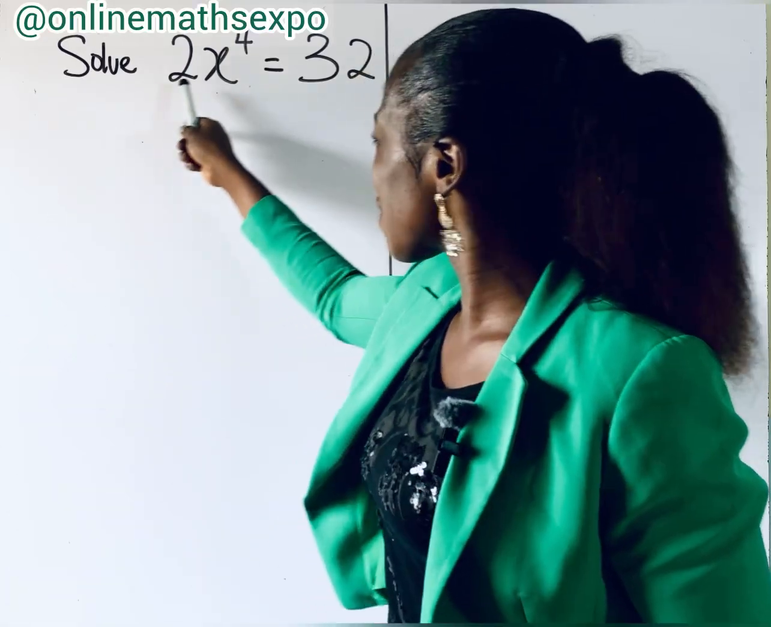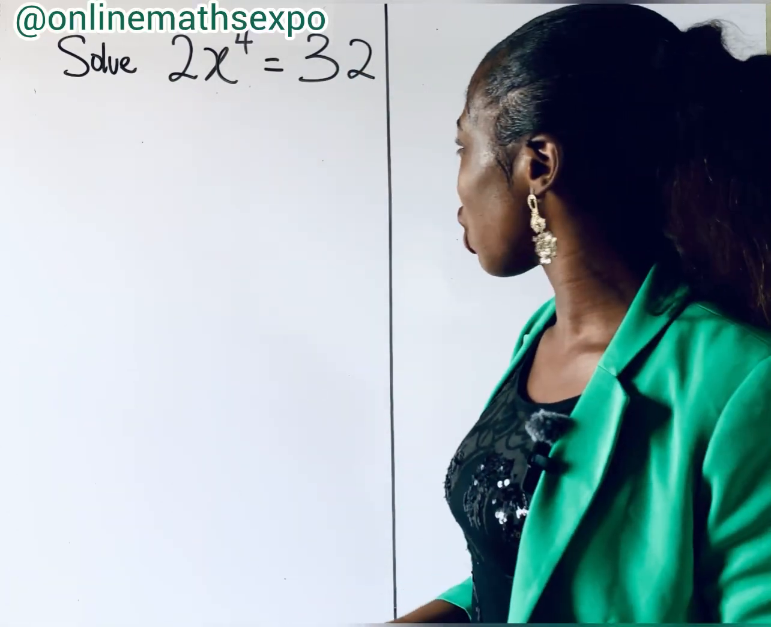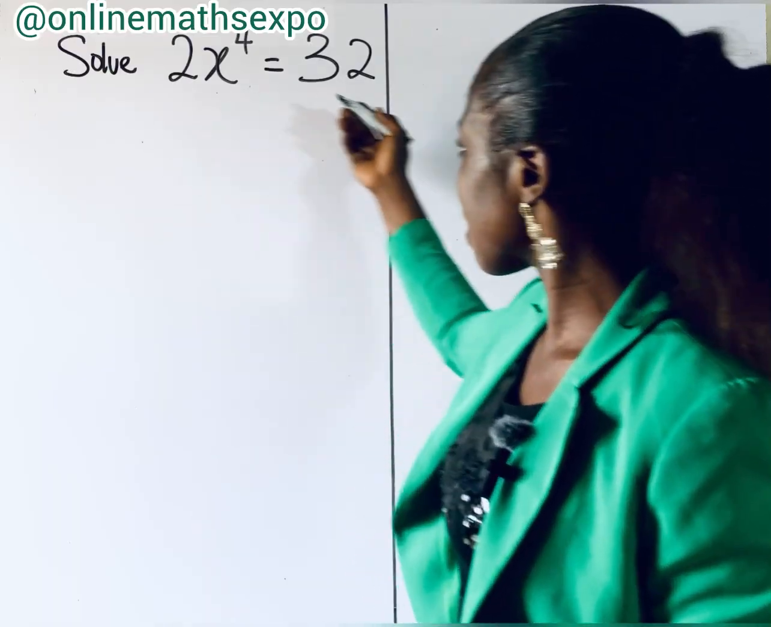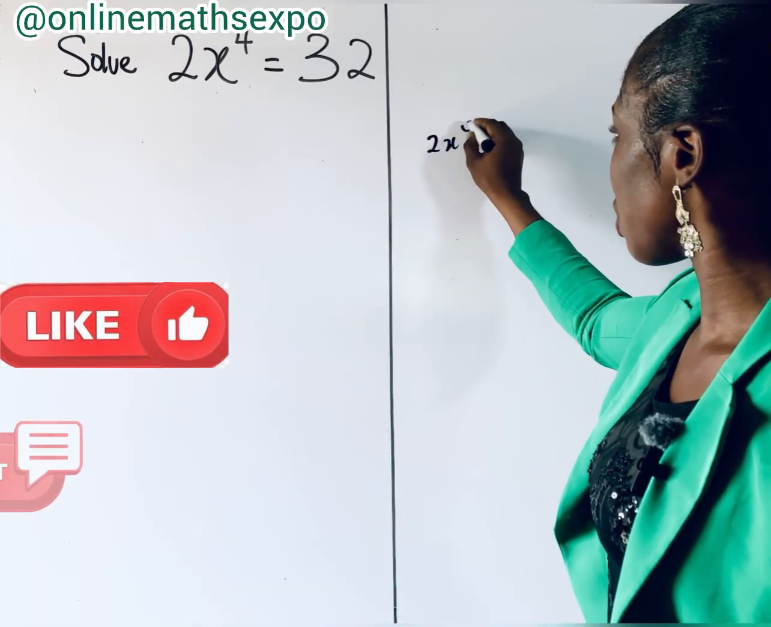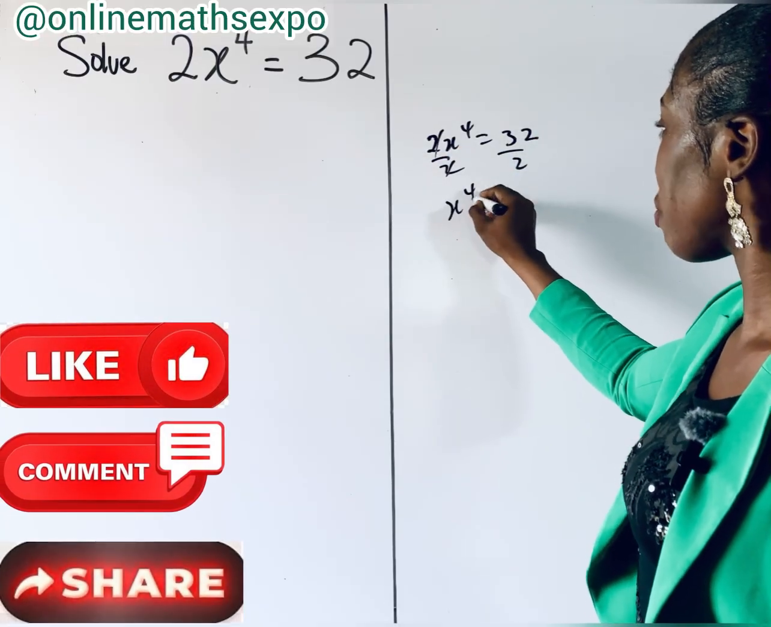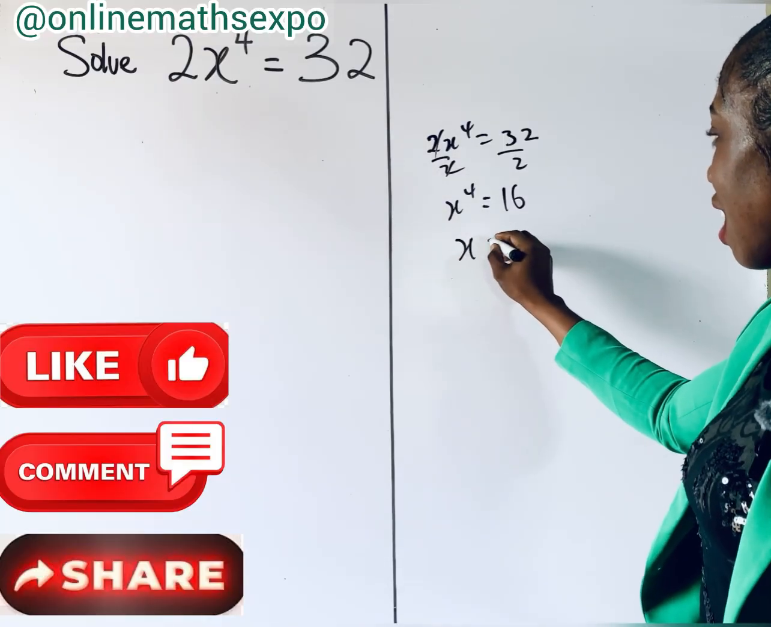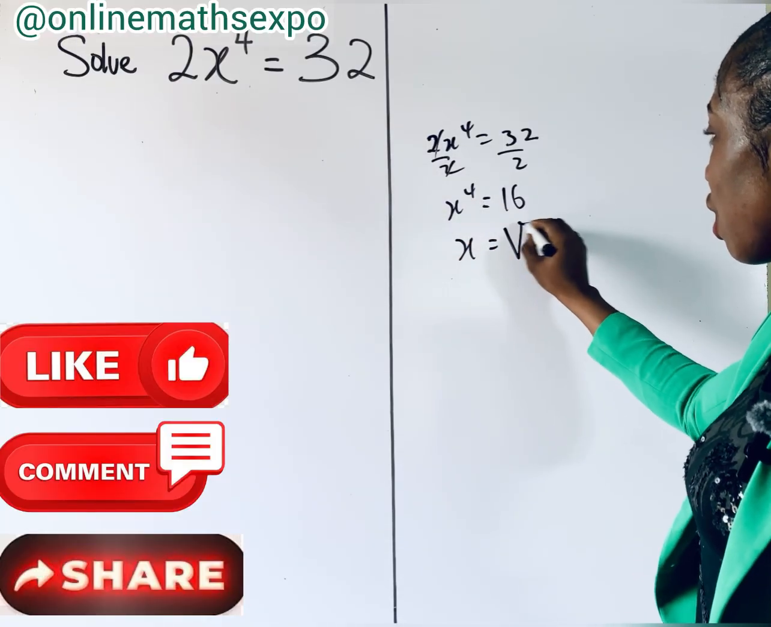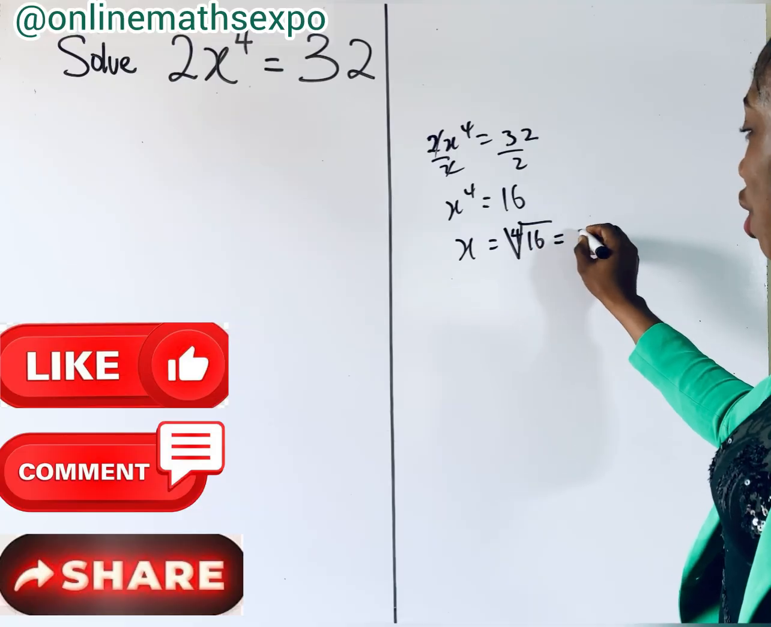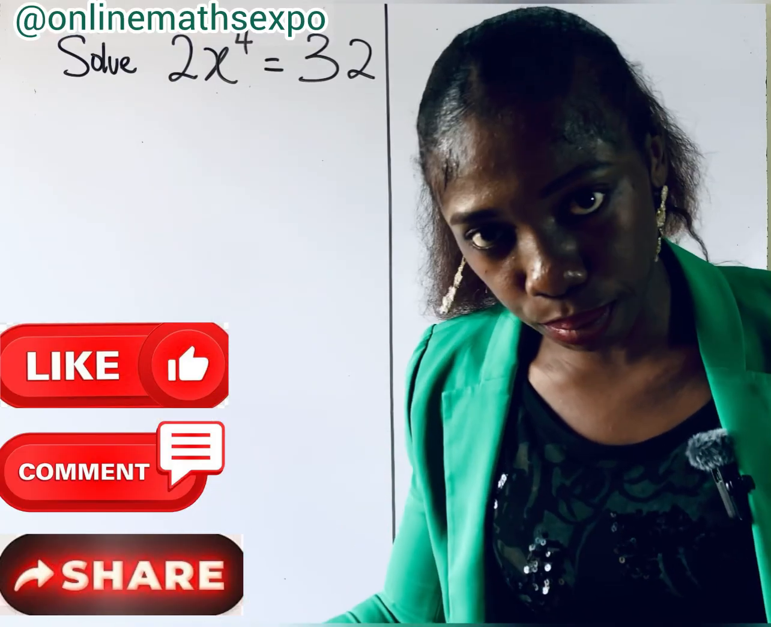Can you solve this tricky polynomial equation? Now, most people, when they see something like this, will say 2x to the power of 4 is 32, divide both sides by 2, x to the power of 4 gives 16. Then they will take the fourth root of 16 to give them 2. You are right, but the solution is incomplete.